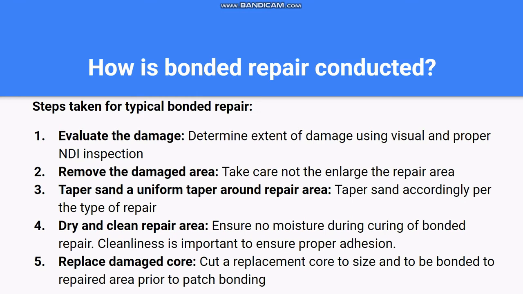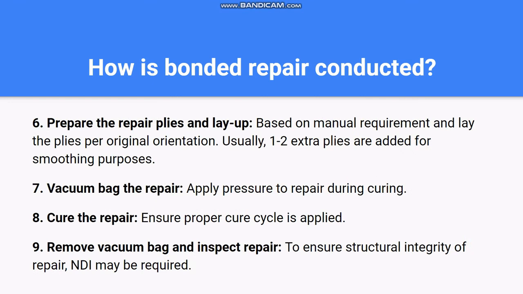Next is dry and clean repair area, which ensures no moisture during curing of bonded repair. Cleanliness is very important to ensure proper adhesion. Number 5 is replace damaged core. Cut a replacement core to size and to be bonded to repaired area prior to patch bonding. Number 6 is prepare the repair plies and layout, based on manual requirement, and lay the plies per original orientation. Usually 1 to 2 extra plies are added for smoothing purposes.